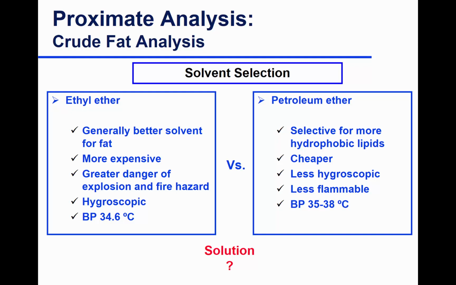You use much less. I can't remember the volume. How much did you use? 25 milliliters each? Something like that? Whereas with the Soxhlet, we had to use 350 milliliters of petroleum ether.